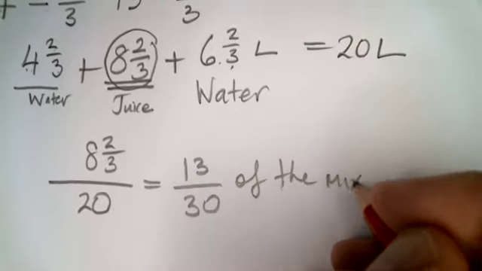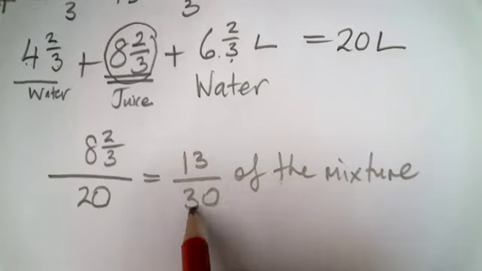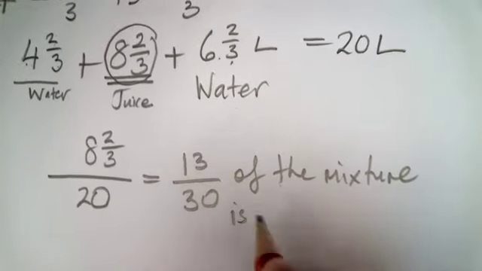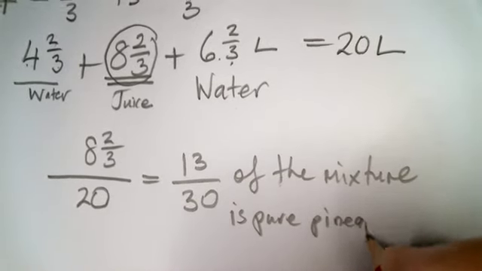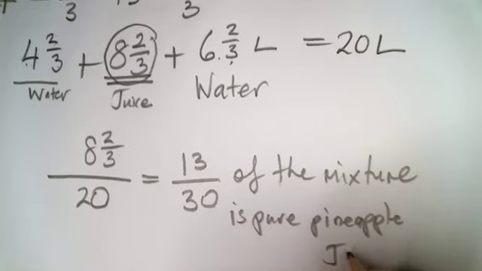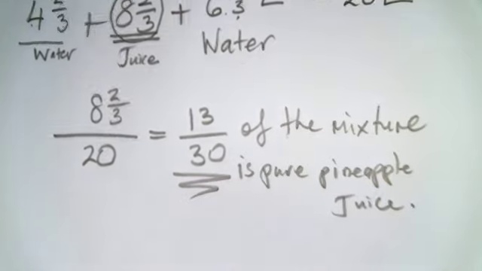And you want to write this out because part of the assessment coming up is you being able to articulate using sentences what you've just found out. So 13/30ths of the mixture is pure pineapple juice. And pineapple is one word. Pineapple juice. And that is how I would go about solving that.